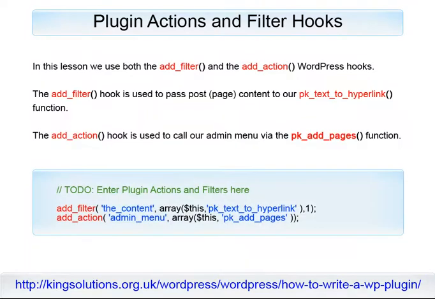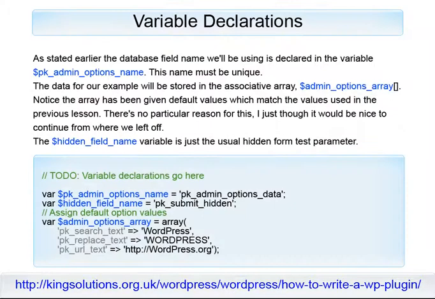In this lesson, we use both the add filter and the add action WordPress hooks. The add filter hook is used to pass post or page content to our pk text to hyperlink function. The add action hook is used to call our admin menu via the pkaddPages function. Variable declarations. As stated earlier, the database field name we'll be using is declared in the variable pkadminOptionsName. This name must be unique.